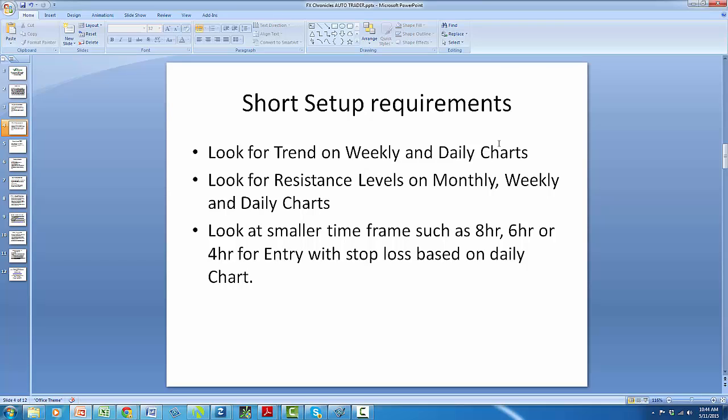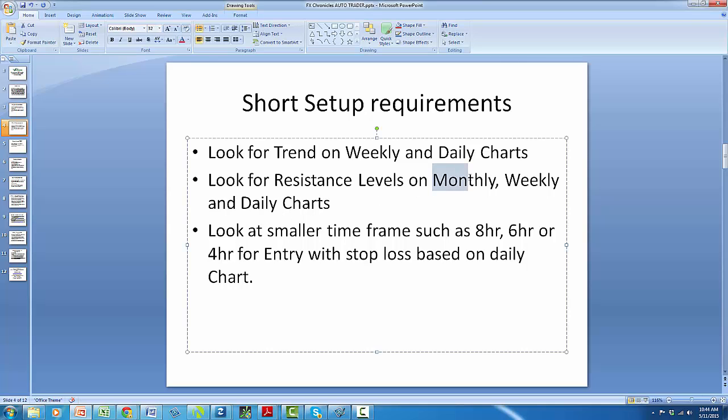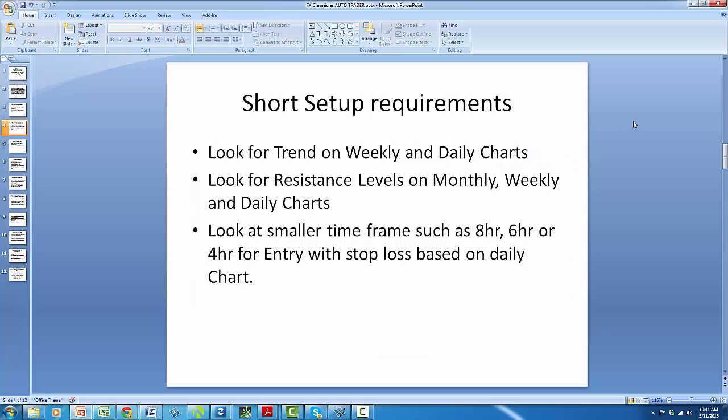So what I want to go back to is the short setup, similar to the long setup, looking for trends on weekly, daily charts, looking for resistance levels. I think this is more important than just the trends, in my opinion. Well, I mean, trends are important, but this and daily charts. And we saw resistance levels on the monthly for the dollar CAD and for the Euro USD as well. Look at smaller time frames for entries with stop losses based on dailies.